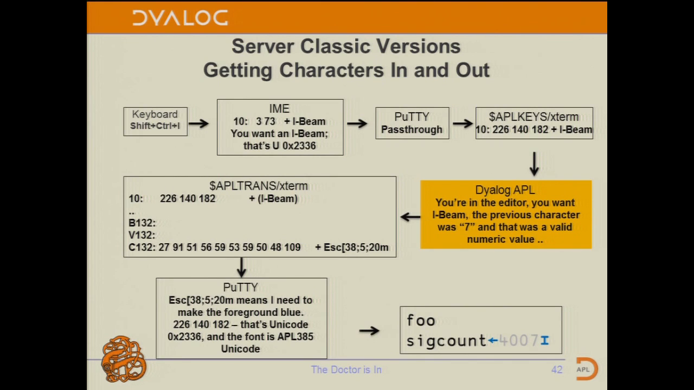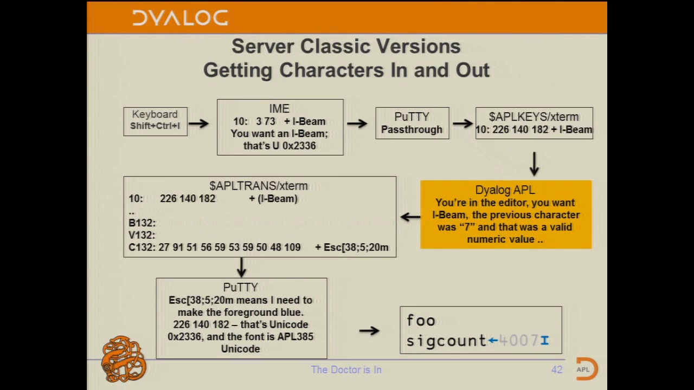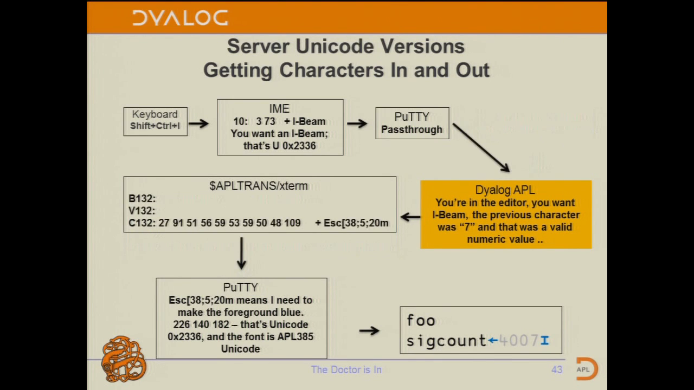If you want to know more about this, here is some information. As you can see, it's a long-winded process to get from the point of hitting Shift Control I, because I want an IBEAM for it to appear in blue out on the screen. Similarly for Unicode, although that has one less set of translate tables because the Unicode expects Unicode input, and that's the strings such as, in this particular example, 226.140.182. Right.